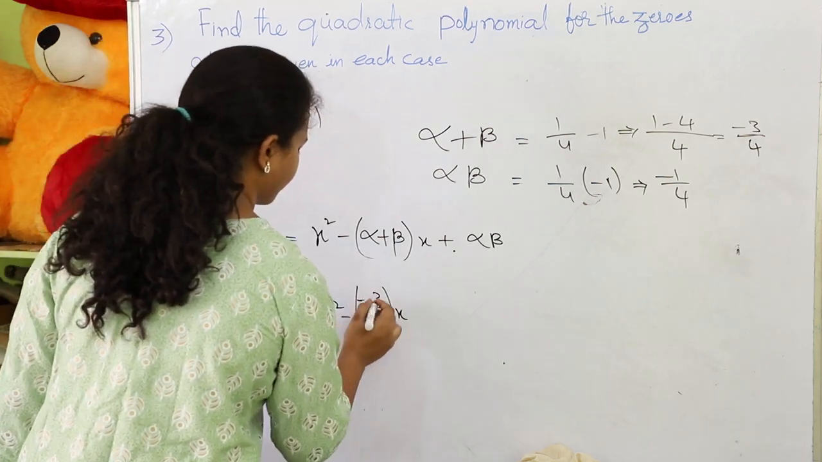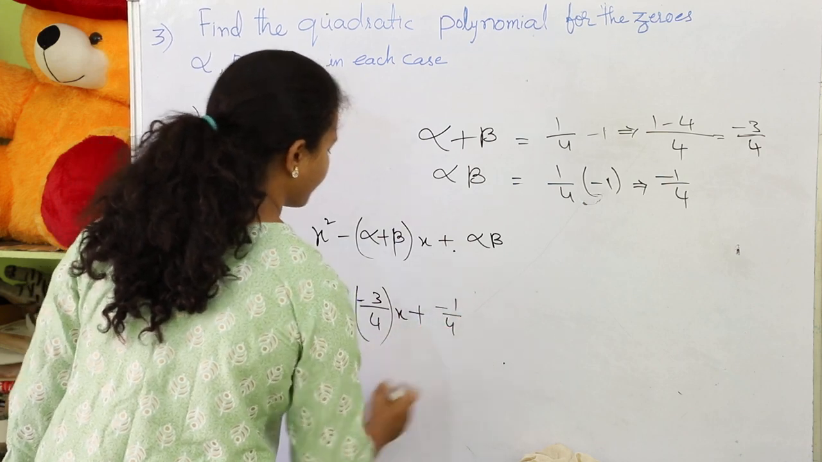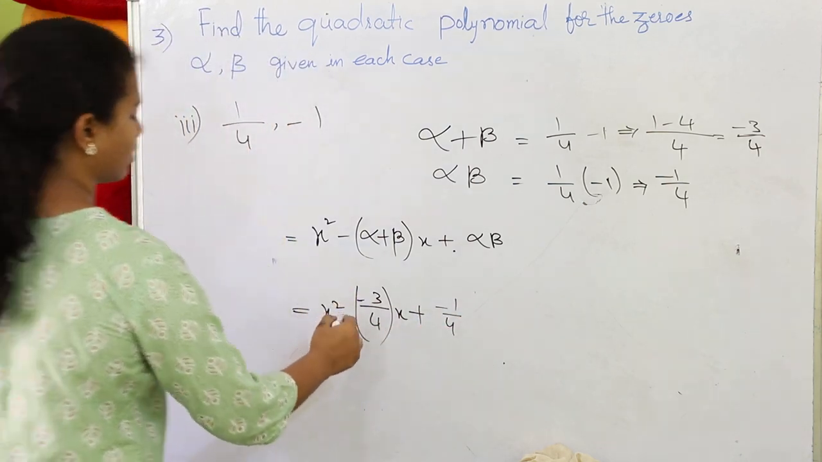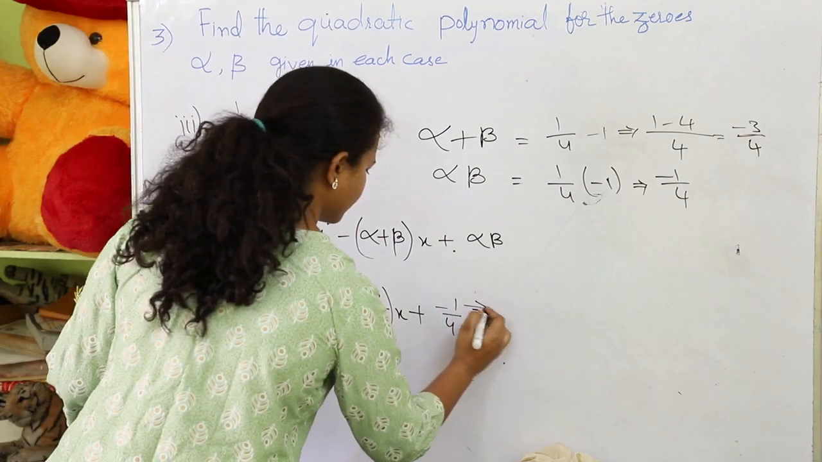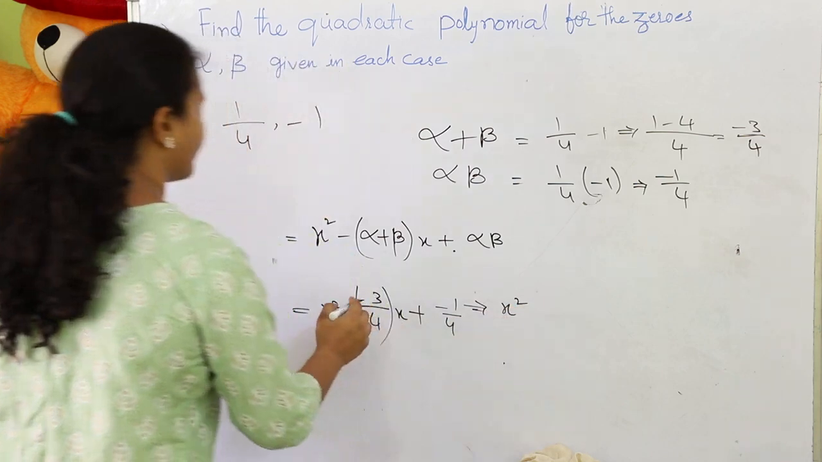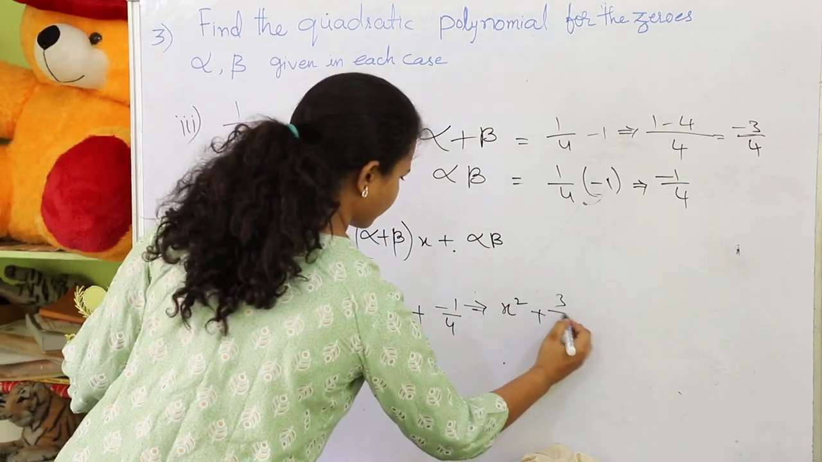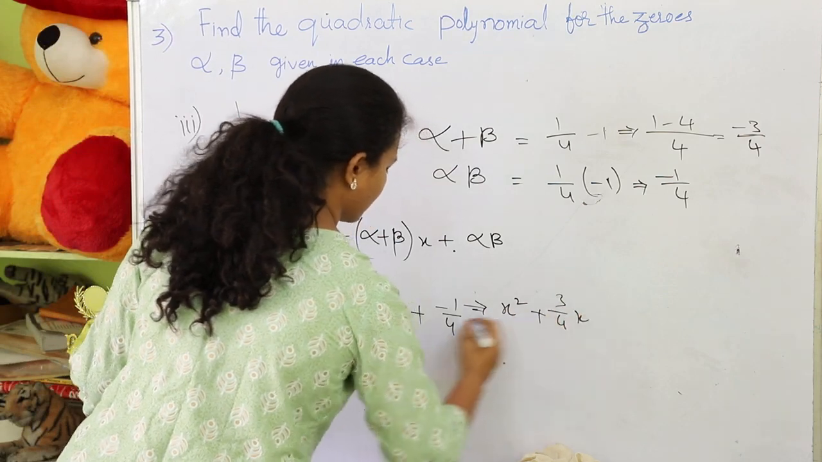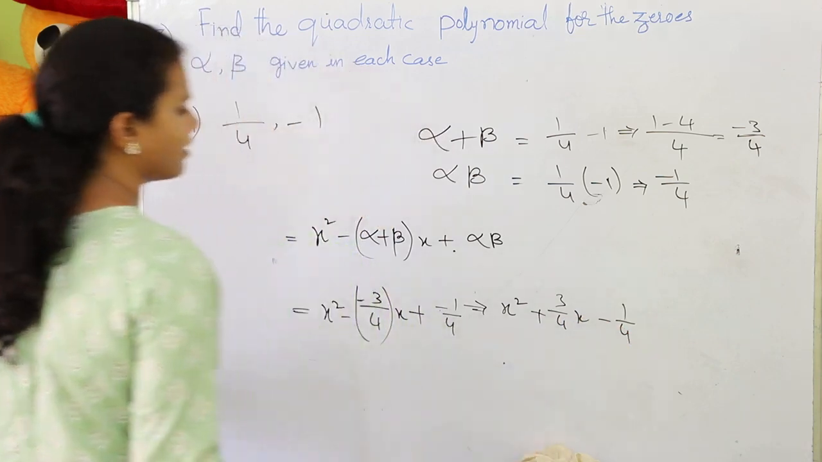Okay, minus 3 by 4. And plus of minus 1 by 4. So my plus into minus, minus into minus is plus, right? So x square, this becomes what? X square. So here you have minus 3 by 4, you have minus over here, minus into minus is plus, so plus 3 by 4x, plus into minus is minus, so minus 1 by 4. This will be the given value.